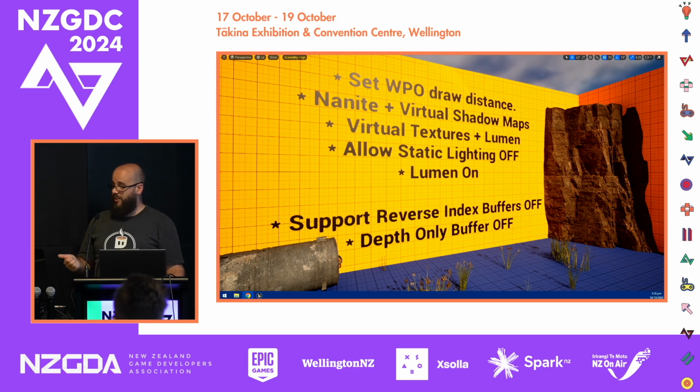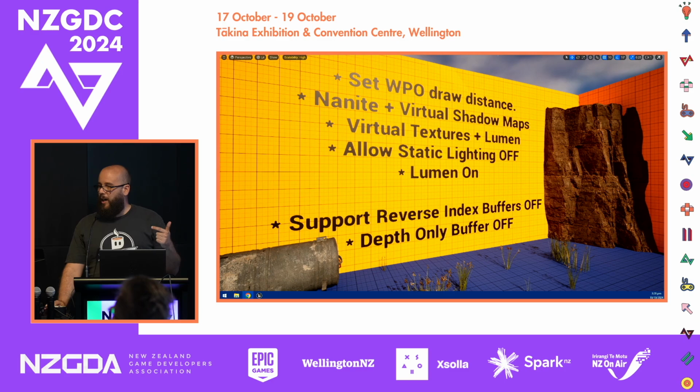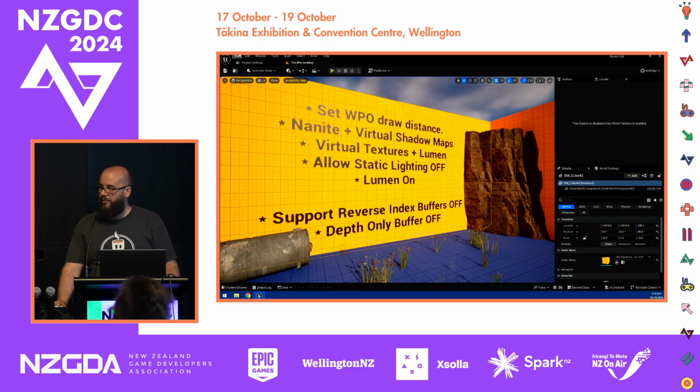Make sure you've got virtual textures on, because now we're using more virtualized stuff. There is another option to allow static lighting. Turn that off. We're using Lumen. We don't need it. We're fully dynamic, so we can turn that off entirely. We've got our Lumen on. There's a couple of other really interesting settings as well.